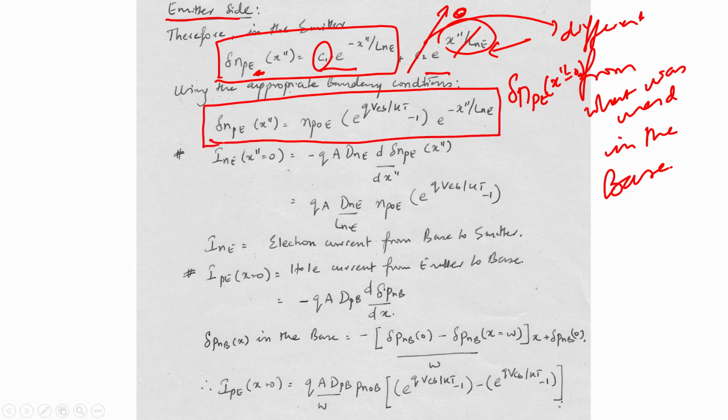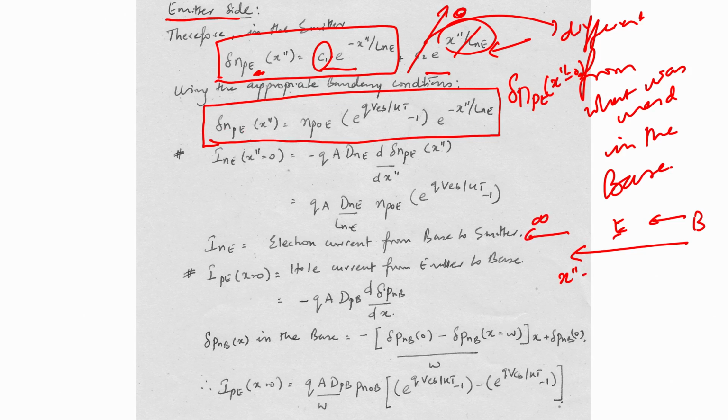concentration gradient. The excess electron concentration in the p doped emitter varies as this, with the x double dash coordinate system pointing in that direction. It goes from the base to the emitter and all the way till infinity. So, that is my concentration gradient of n in the p type emitter.